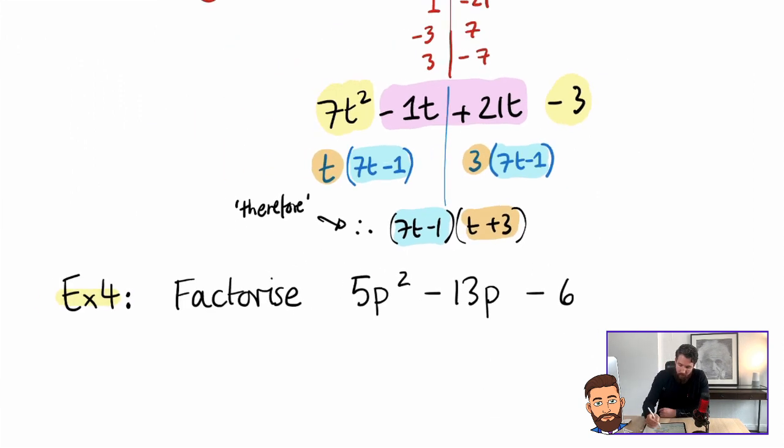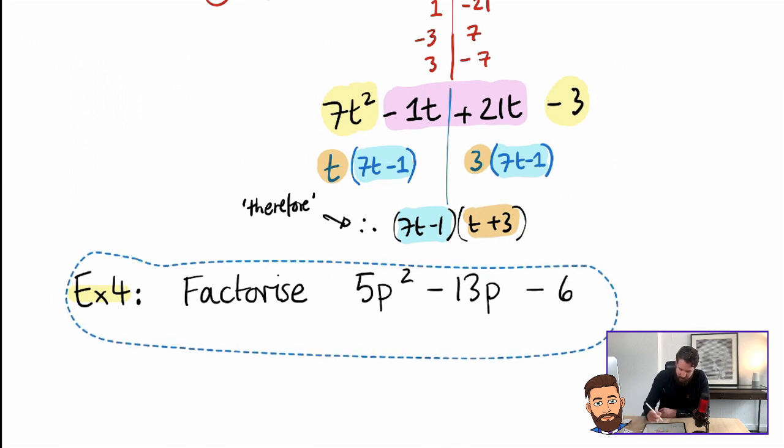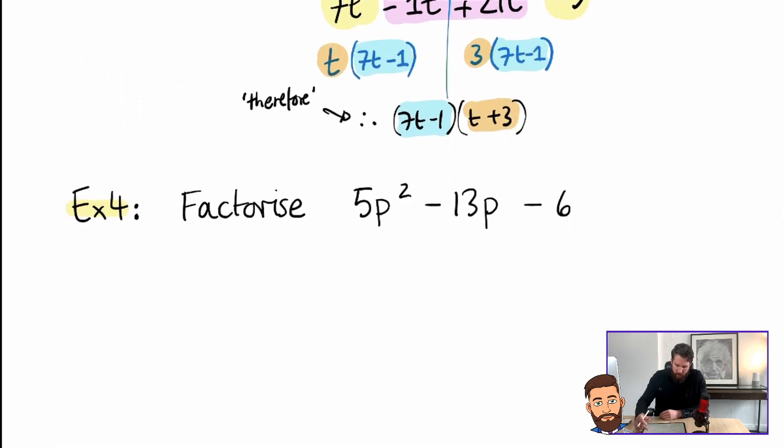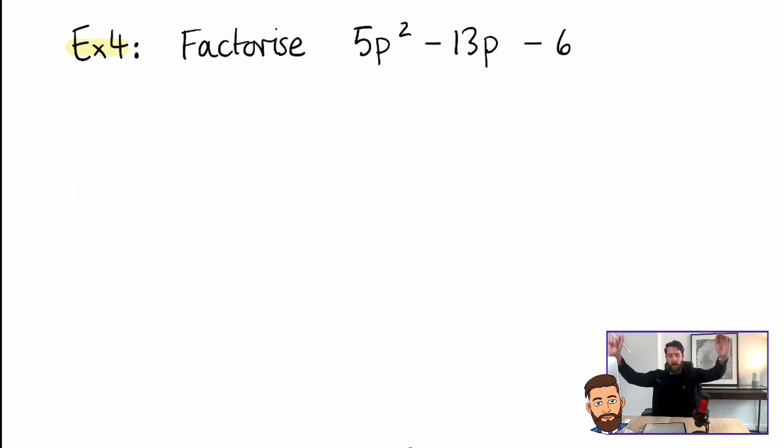Now, a lot of students will ask, does it matter which way round I put these brackets? No, you could put t plus 3 and 7t minus 1. It's the same thing, they're both correct. I always just put the bigger coefficient of t first, so I'd always have 7t here and t there, just because it looks nicer in my opinion. But either way is absolutely fine. So now we've got an example where we've got 5p squared minus 13p minus 6.